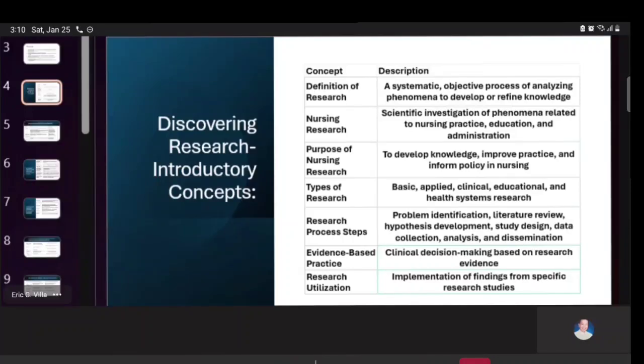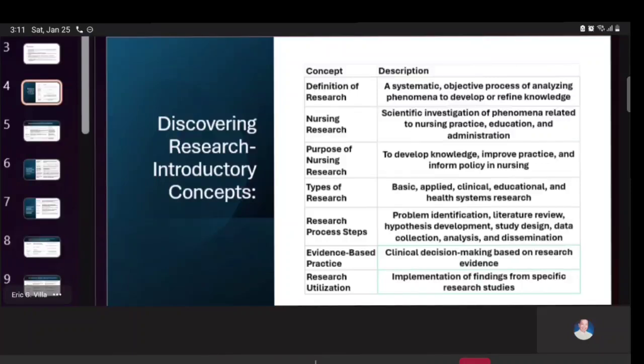The purpose of nursing research extends beyond mere academic exercise. It aims to develop new knowledge, refine existing practices, and also inform healthcare policies. By engaging in research, nurses can contribute to the growing body of evidence that may support and improve nursing care across various settings.